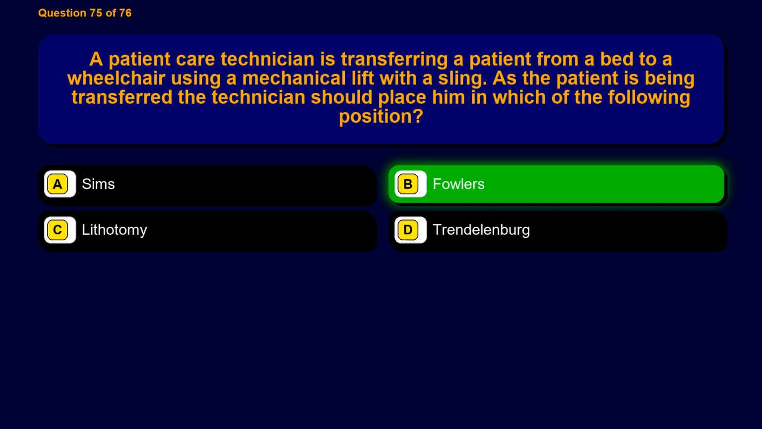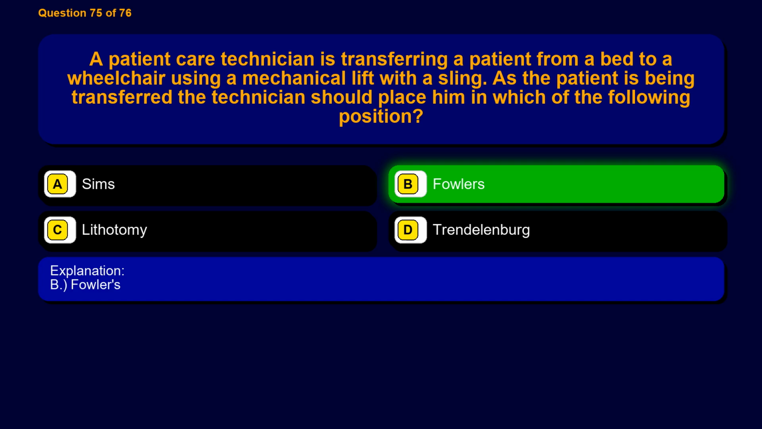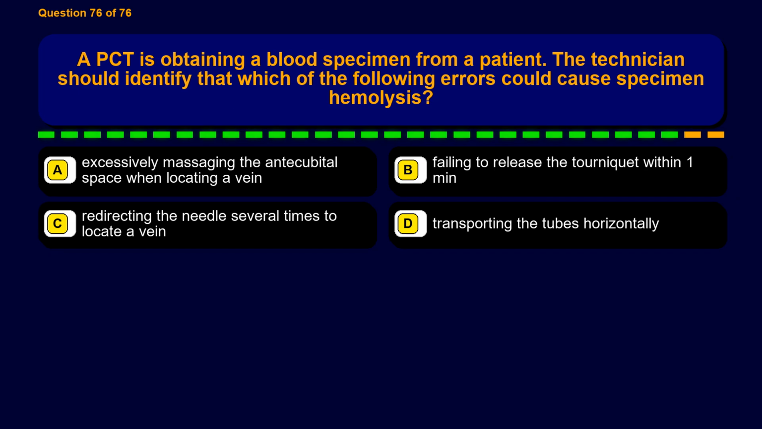The correct answer is option B, Fowler's. Question 76. A PCT is obtaining a blood specimen from a patient. The technician should identify that which of the following errors could cause specimen hemolysis. Option A, excessively massaging the antecubital space when locating a vein. Option B, failing to release the tourniquet within 1 minute. Option C, redirecting the needle several times to locate a vein. Option D, transporting the tubes horizontally.